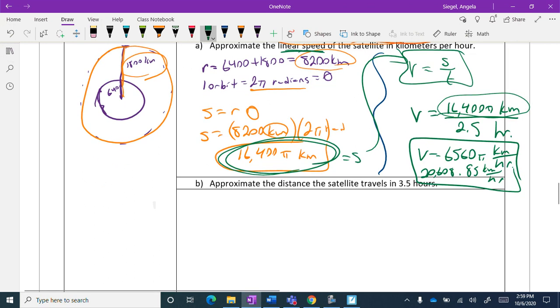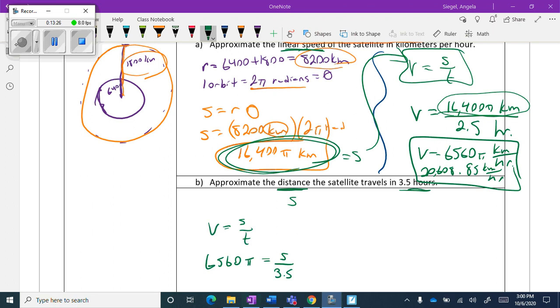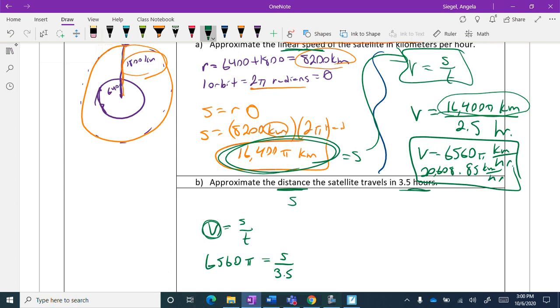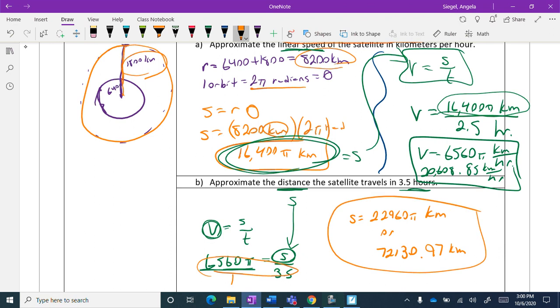Okay, so it says approximate the distance. So in my brain, I think of the satellite traveling in 3.5 hours. So now that we have our angular speed, that's going to stay the same. So I can plug that in here and look for our S for the distance there. And so what I'm going to do is think about this as a proportion and multiply these together, and that's going to equal my S. And that ends up being this.